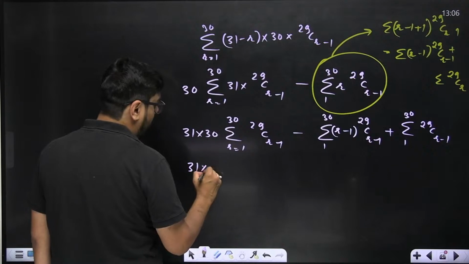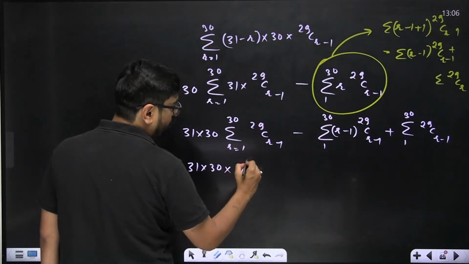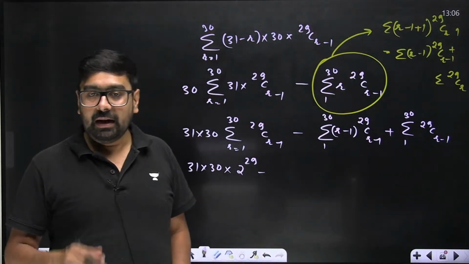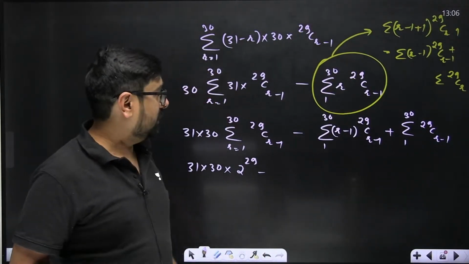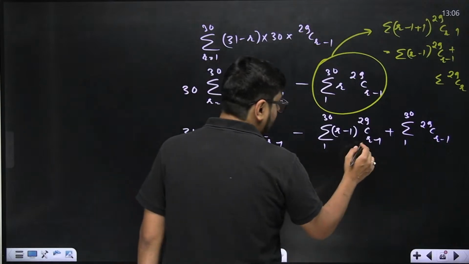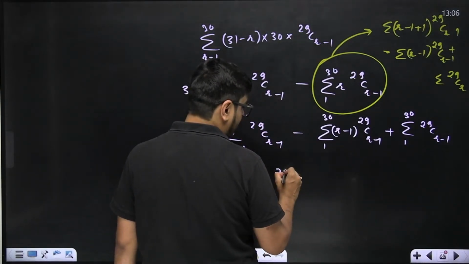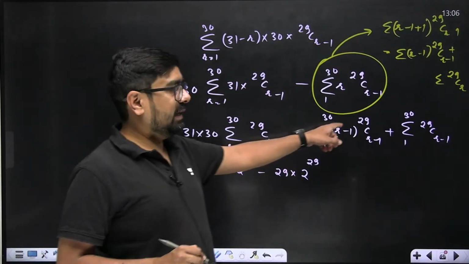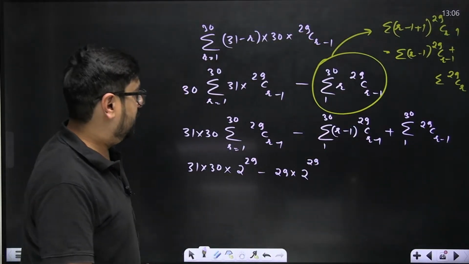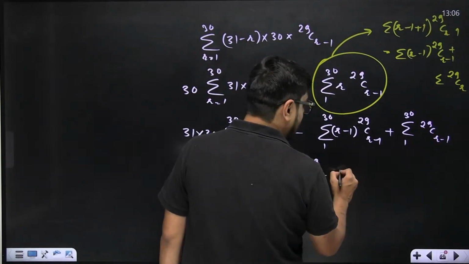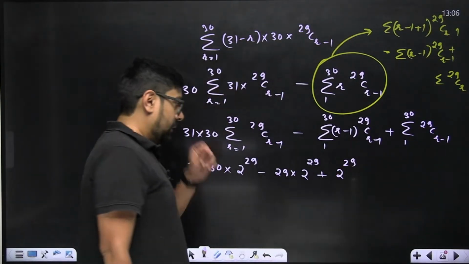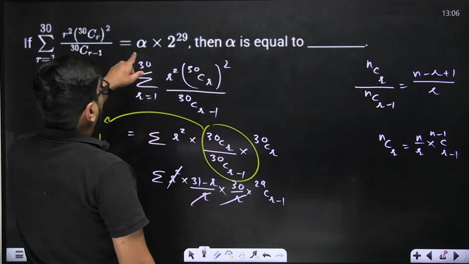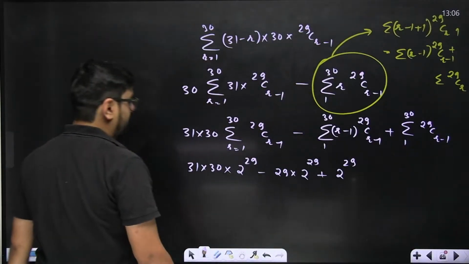So 31 into 30 multiplied with, this is the R NCR now. So n into 2 to the power n minus 1, right? What is our n? N is 29. N into 2 to the power n minus 1 will become the formula, so 29 into 2 to the power 28, plus this is again 2 to the power 29. This is again 2 to the power 29. From this whole thing, what was the question? Alpha into 2 to the power 29, right?